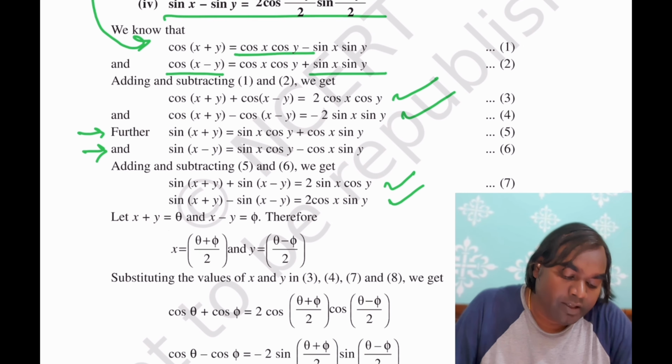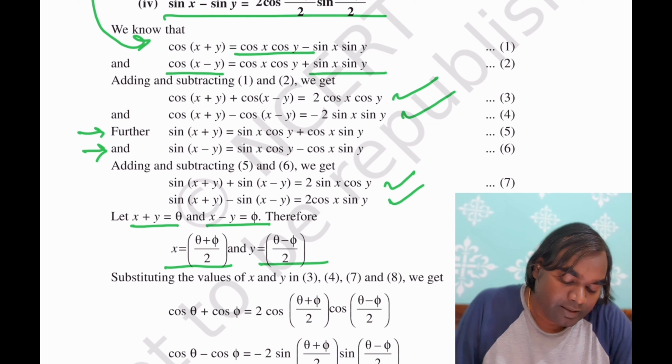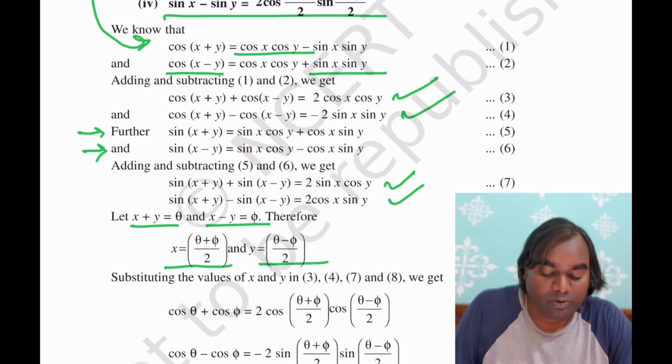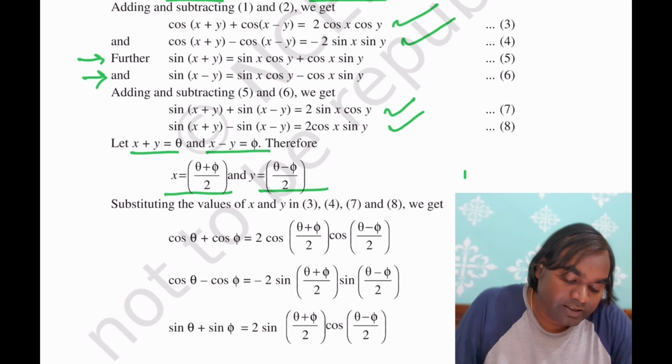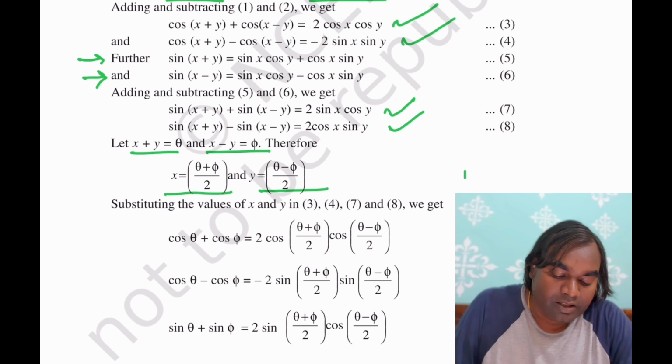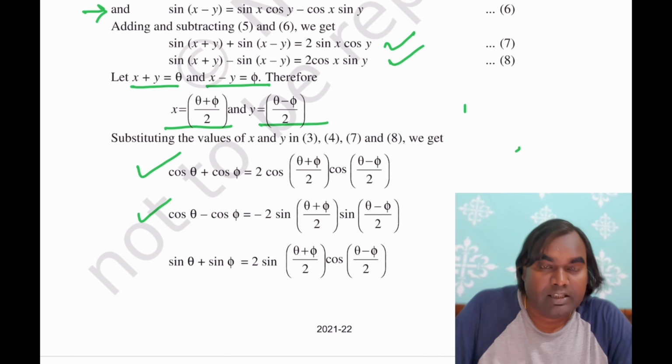So now let x plus y be equal to theta and x minus y be equal to phi. Therefore x and y can be written in terms of theta and phi. By this, x is equal to (theta plus phi) by 2 and y is equal to (theta minus phi) by 2, and substituting these values, we can get cos theta plus cos phi is equal to 2 cos (theta plus phi) by 2 cos (theta minus phi) by 2, and cos theta minus cos phi is equal to minus 2 sin (theta plus phi) by 2 sin (theta minus phi) by 2.